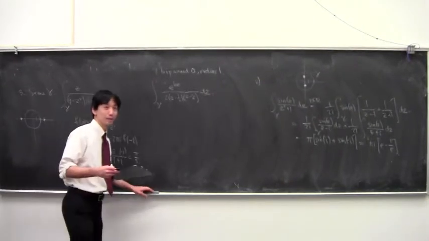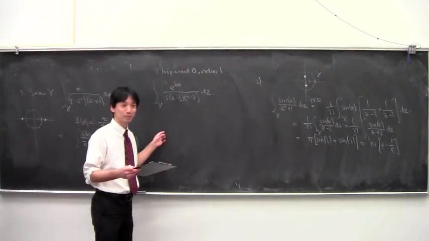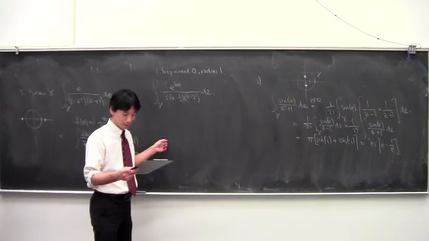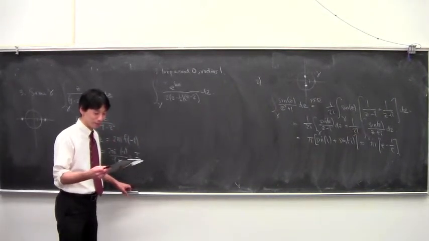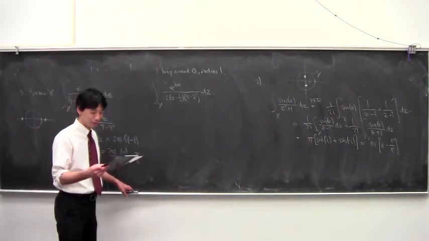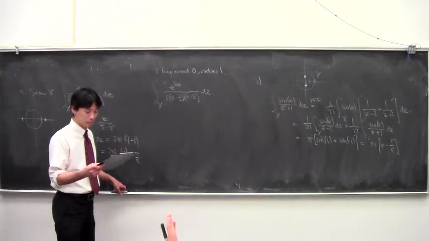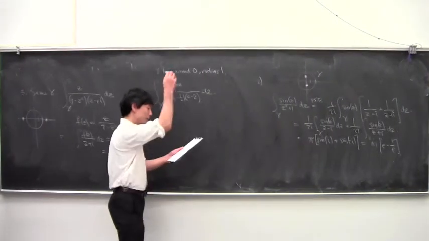Okay, so what's the answer? I got 2 pi over 3, but maybe I'm wrong. Let me think. Wait, I got 2 pi over 3. It's 2 pi over 3. That's okay, it's just a minus. Right. So it ends up to be 2 pi over 3.